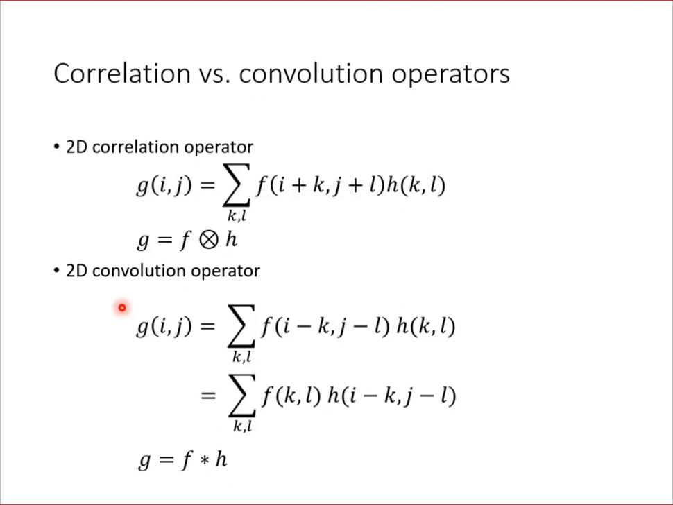And the mathematical definition for 2-dimensional convolution is this. So F is the image, and K is the kernel, or the window size. You just take a look. And then the convolution will use the negative minus operation here. So it will generate a new image. And for filter or correlation operator, this is plus.